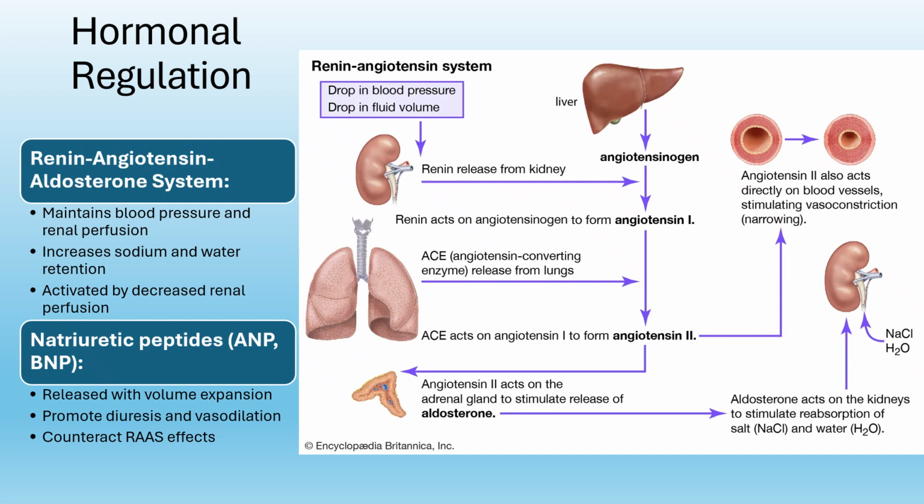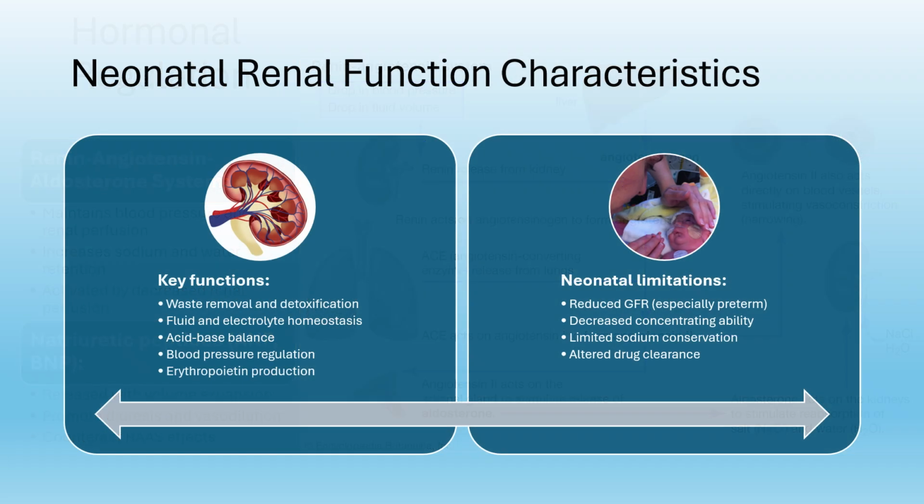Premature infants have an exaggerated RAAS response, partly explaining their tendency towards sodium retention in the first days of life. When we see a tiny preemie with edema despite minimal fluid intake, we're observing RAAS dominance. Conversely, when BNP levels rise in an infant with patent ductus arteriosus, the heart is signaling volume overload. Understanding these hormonal interactions transforms our management from reactive to anticipatory.